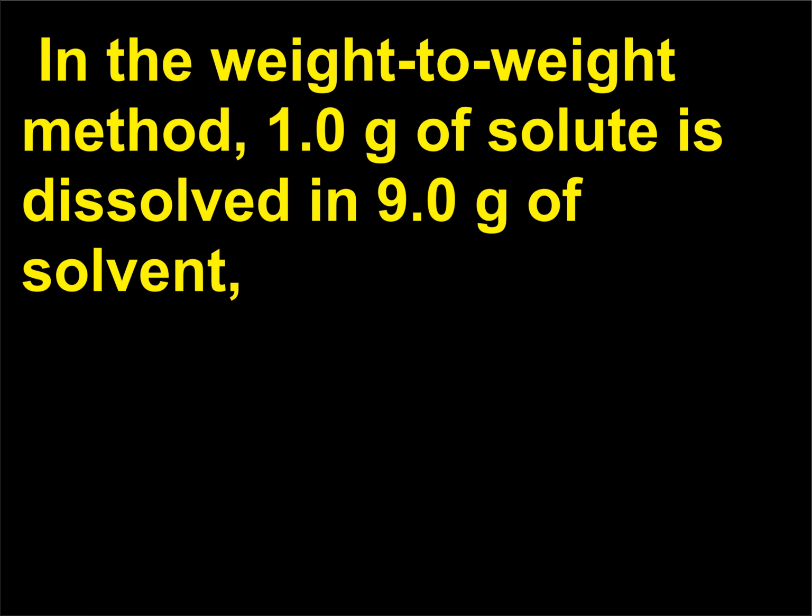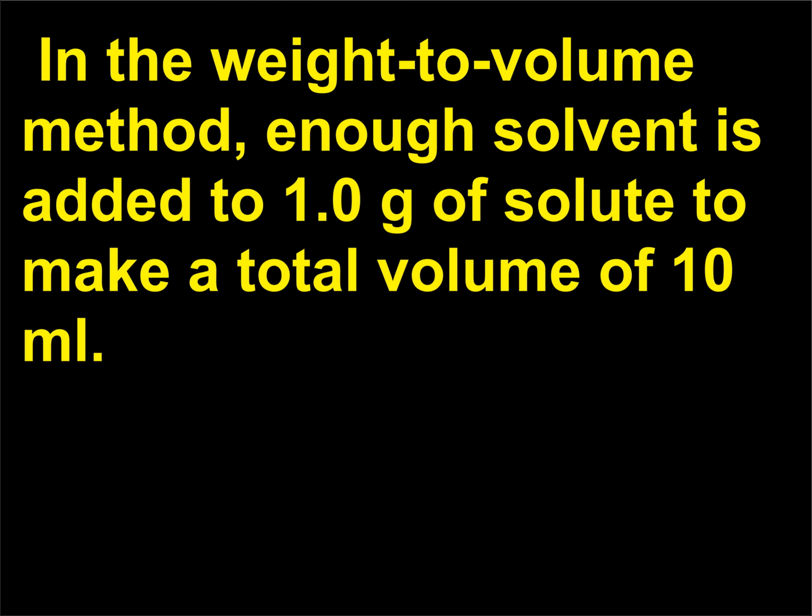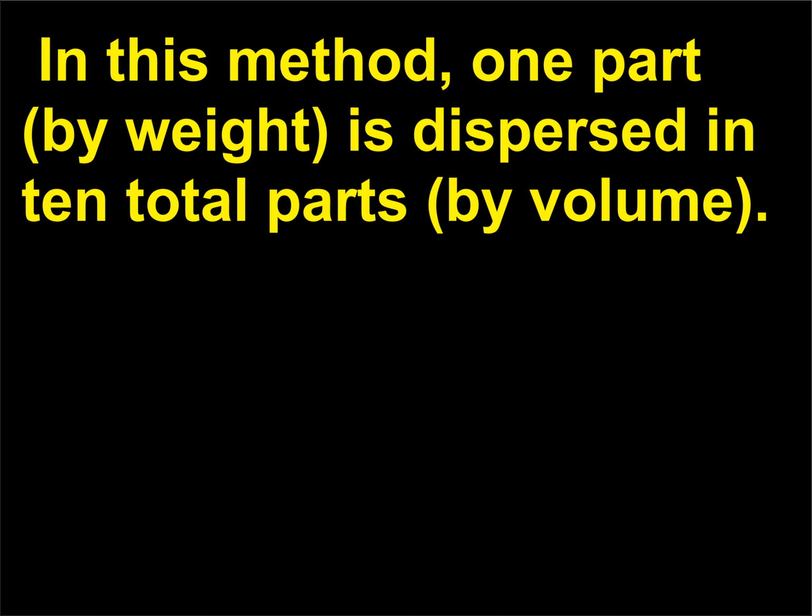In the weight-to-weight method, 1.0 g of solute is dissolved in 9.0 g of solvent, yielding a total of 10 parts by weight, 1 of which is solute. In the weight-to-volume method, enough solvent is added to 1.0 g of solute to make a total volume of 10 ml. In this method, 1 part, by weight, is dispersed in 10 total parts, by volume.